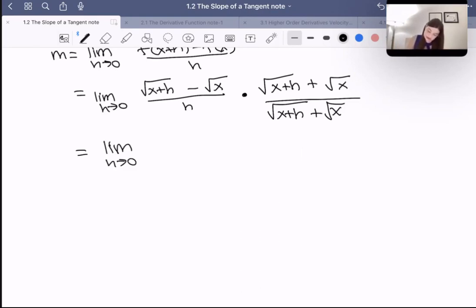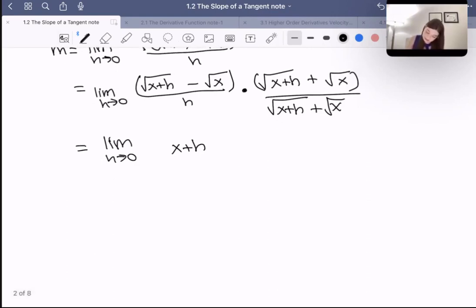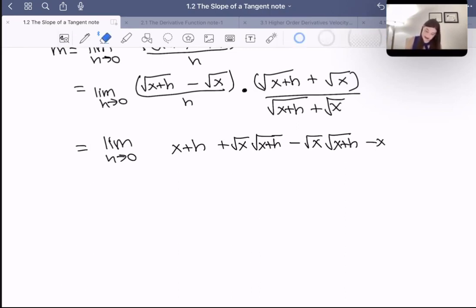If I was to multiply these through, I would get x plus h, right? Because root x plus h times root x plus h is just x plus h. Then next for outer, I would get plus root x plus h. And then for inner, I would get minus root x plus h. And then last, I would get minus x squared. Or sorry, just minus x rather, not minus x squared.